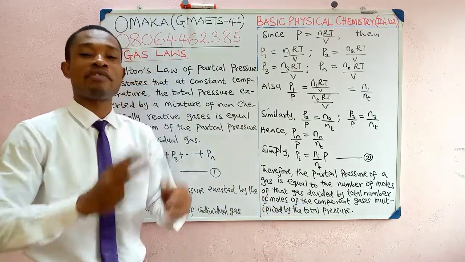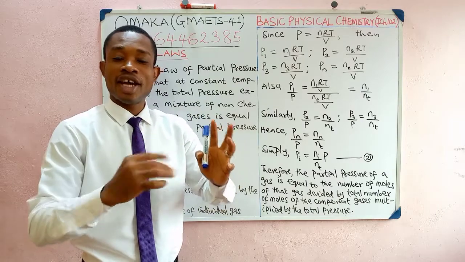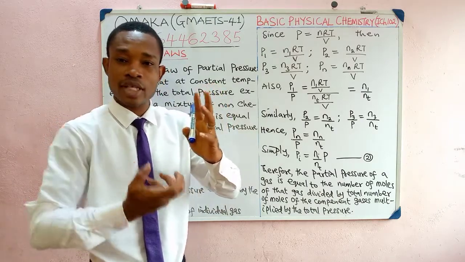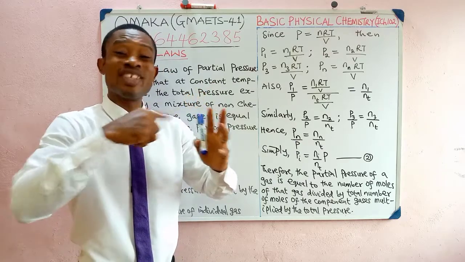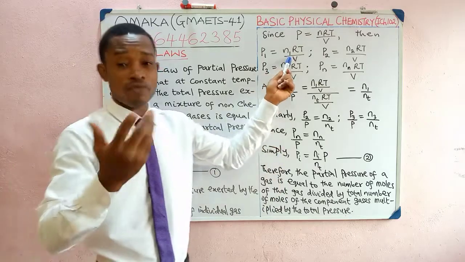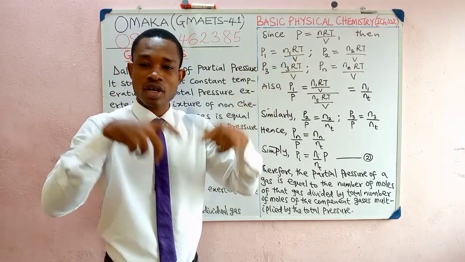It's just like when you have a pot on fire and the fire is heating up. Since the temperature is coming from one source, and the source is what? The fire, it means that we take it as absolute temperature, which is the same for all the gases. And of course, the volume is also the same because they are in the same container as a mixture.